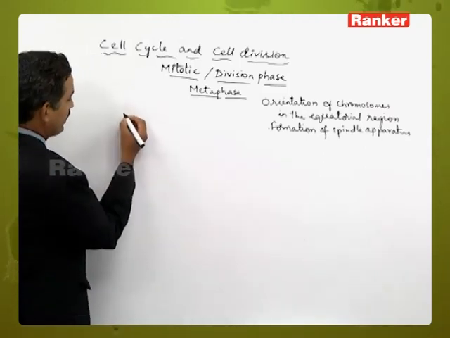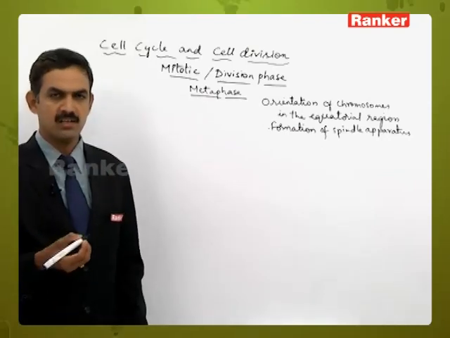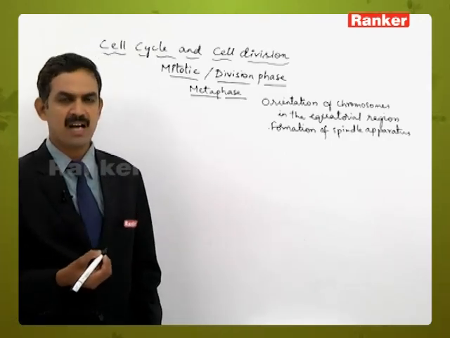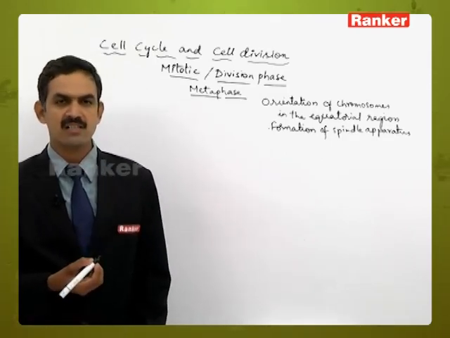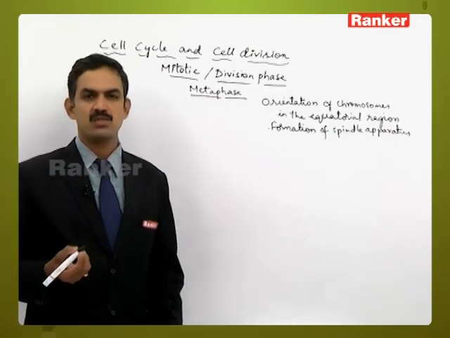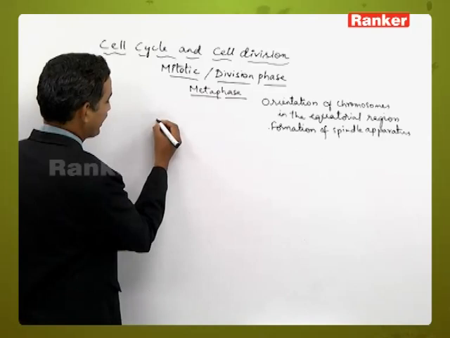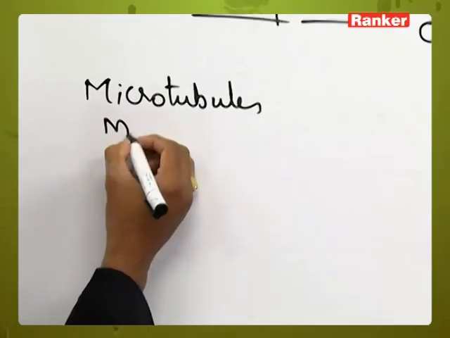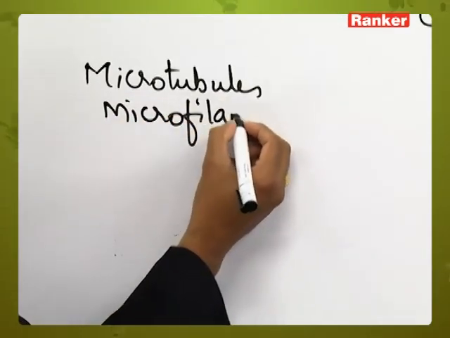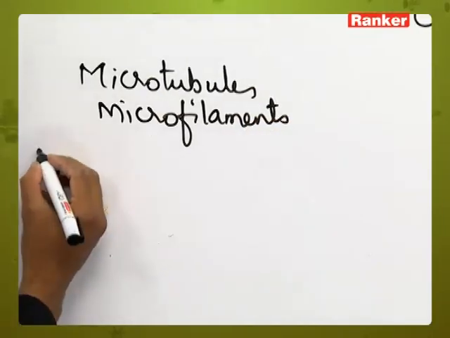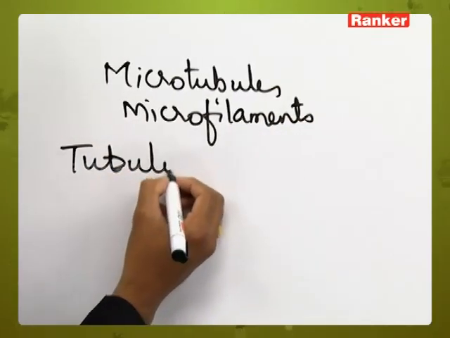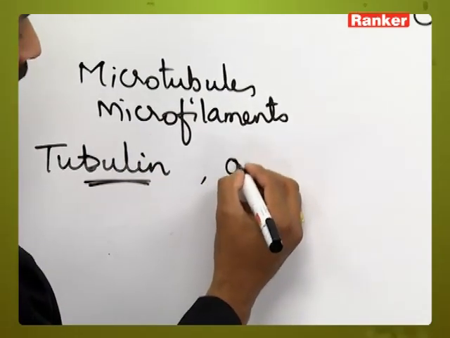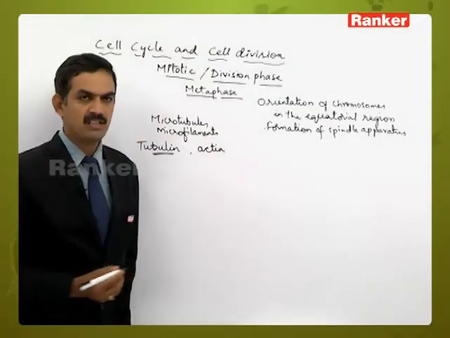As we discussed, in animal cells the amphiastral spindle fibers are formed. Amphi means two and astral means star-shaped, so two star-shaped spindle structures are formed, whereas in plant cells there is no astral, so it is formed by microtubules and microfilaments. These microtubules and microfilaments are made up of a protein called tubulin. The major quantity is made up of tubulin protein. Apart from that, actin fiber is also present.